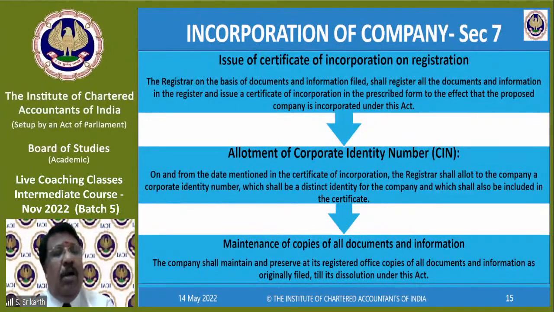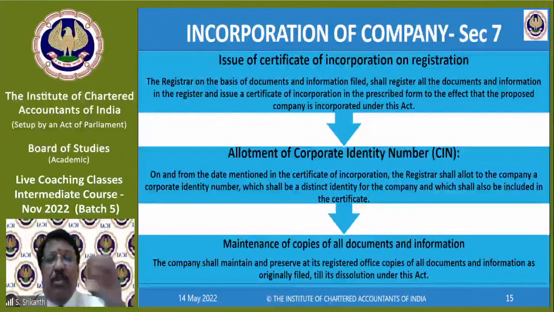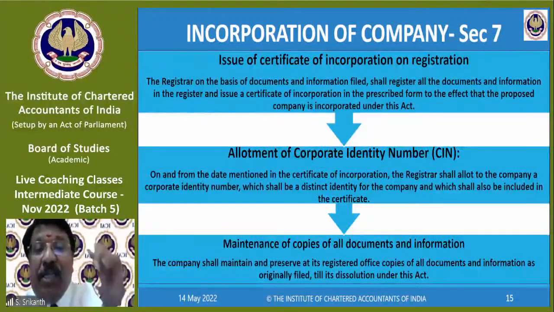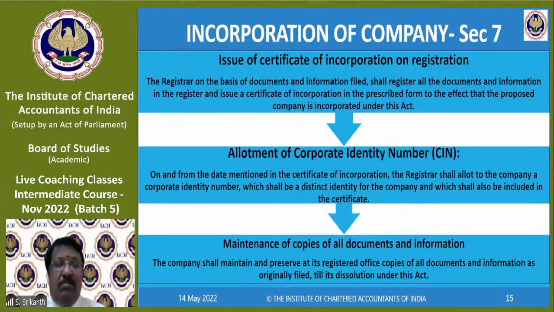So on and from the date mentioned in the certificate of incorporation, the registrar shall allot the CIN. The company comes into existence on the date mentioned in the certificate of incorporation. This is a very, very important legal point. The certificate of incorporation is conclusive evidence that all the procedures connected with the formation of the company have been complied with, and the company comes into existence on the date mentioned in it. Right?